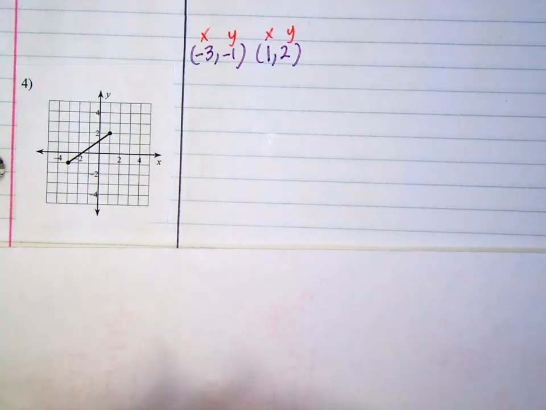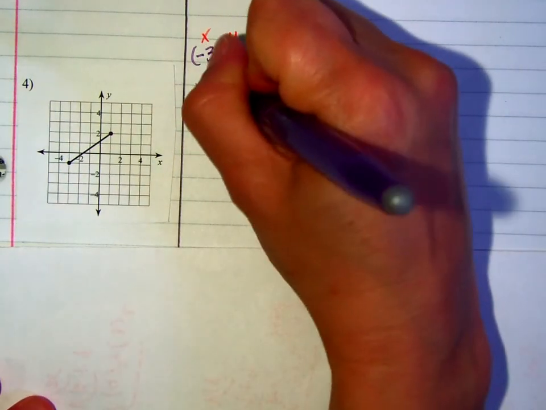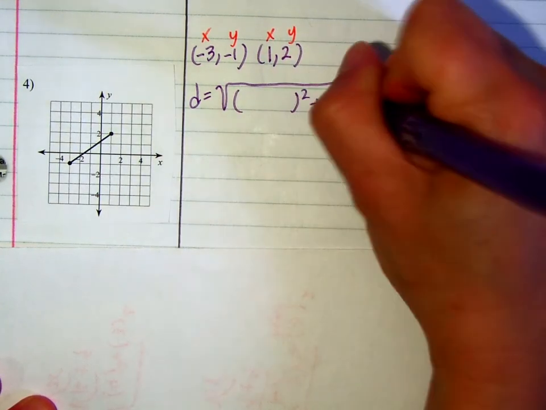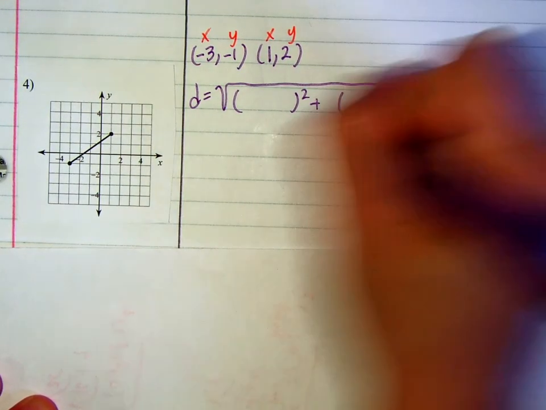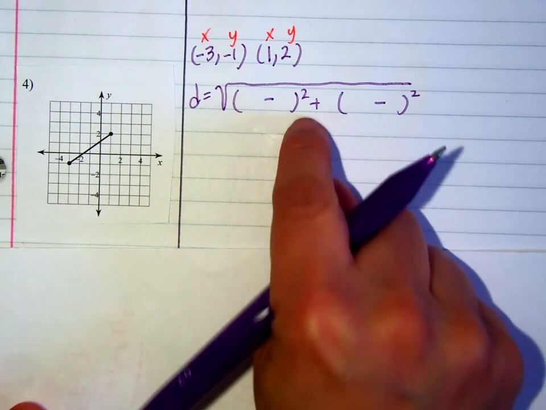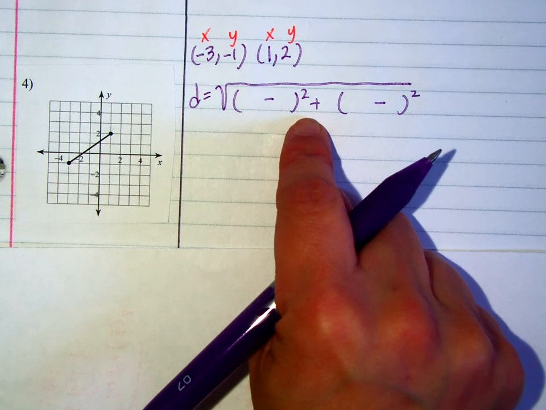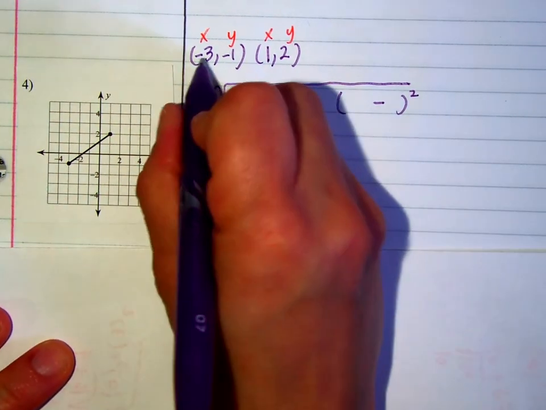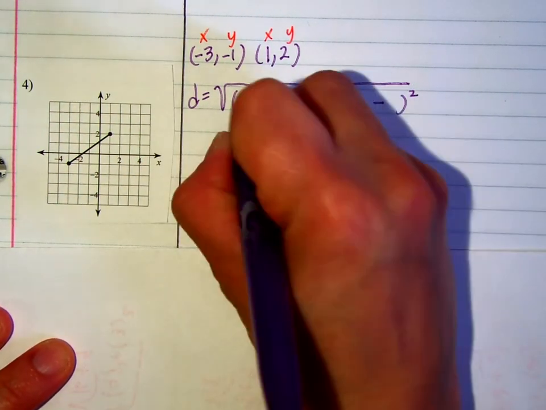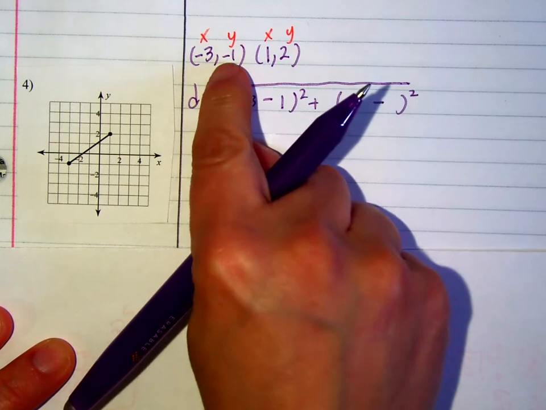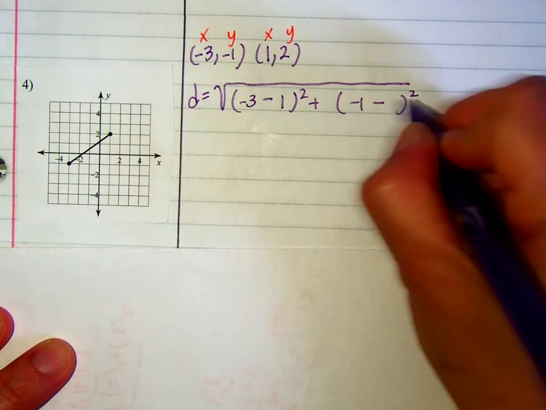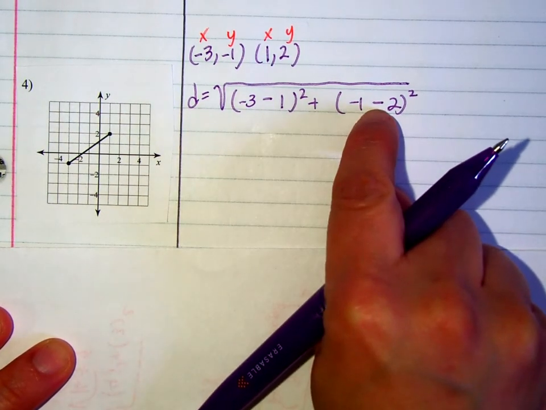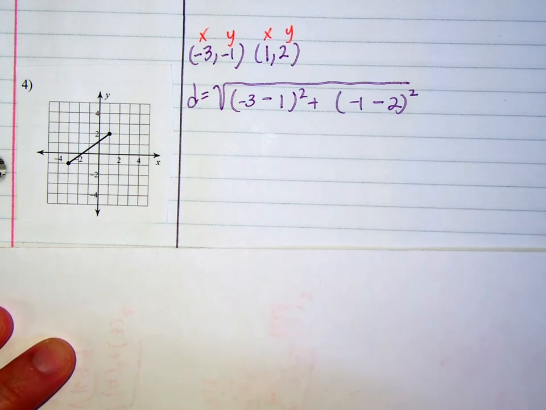Draw your skeleton formula so that you know what you're going to plug in where. This is always squared, with subtraction signs inside the parentheses and an addition sign in the middle. We want our x's here and our y's here. My x's are -3 and 1, and my y's are -1 and 2. No double negatives on the inside, therefore I don't change any signs.